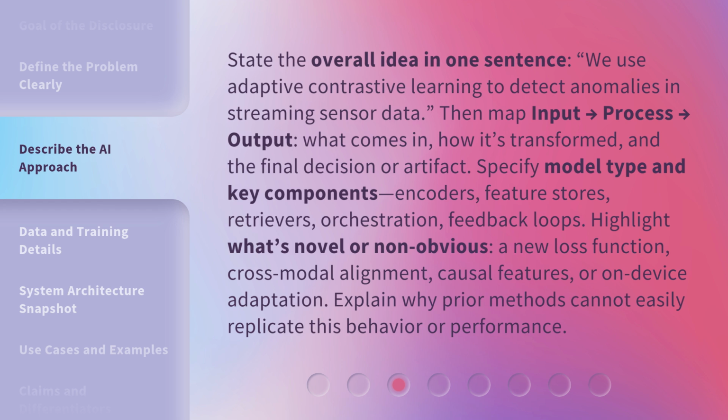Specify model type and key components: encoders, feature stores, retrievers, orchestration, feedback loops. Highlight what's novel or non-obvious: a new loss function, cross-modal alignment, causal features, or on-device adaptation. Explain why prior methods cannot easily replicate this behavior or performance.